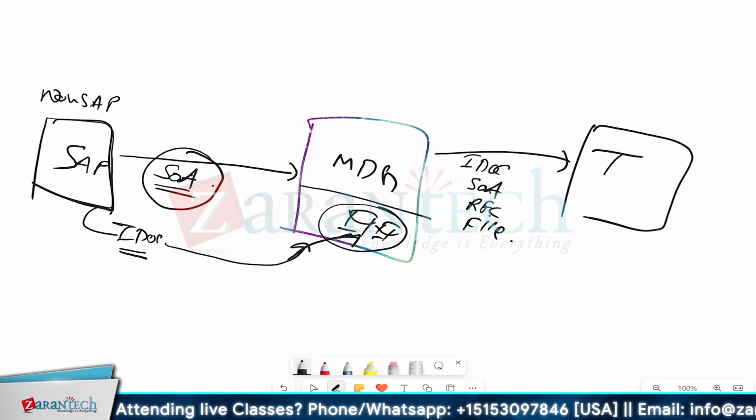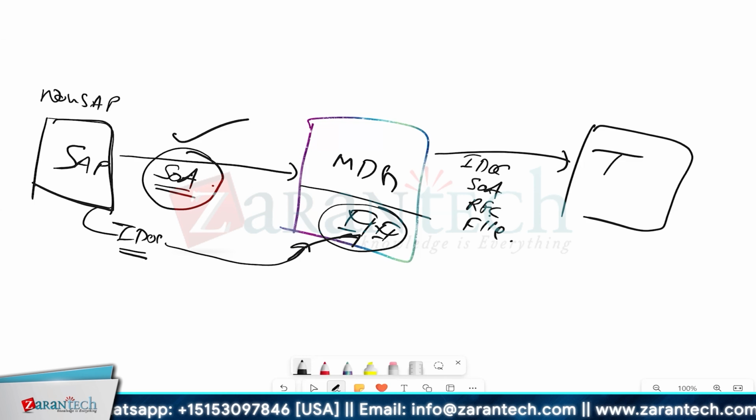So the point is, when you are sending data from a source system to the MDG system and you want to send the data using the change request process, then this is the only option that we have in the standard.